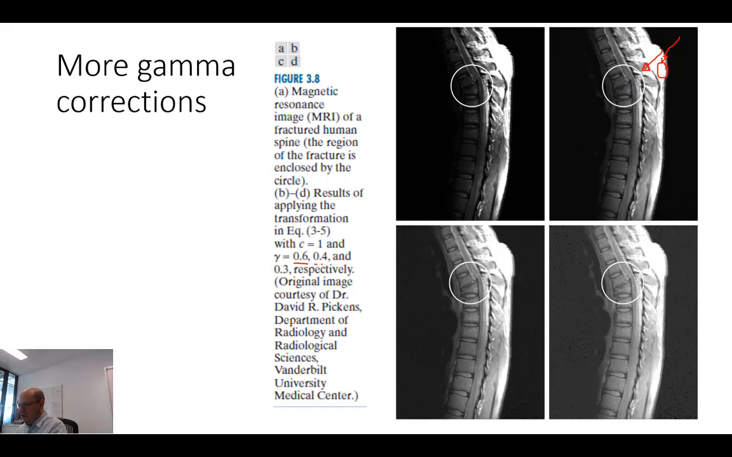If we apply a gamma correction of 0.4, this is much better to see. If we go one step further, 0.3, now although it's brighter, I started losing some of the details. Look closely at this portion of this image in comparison to that. In this one, I can see a lot more details than in this one.